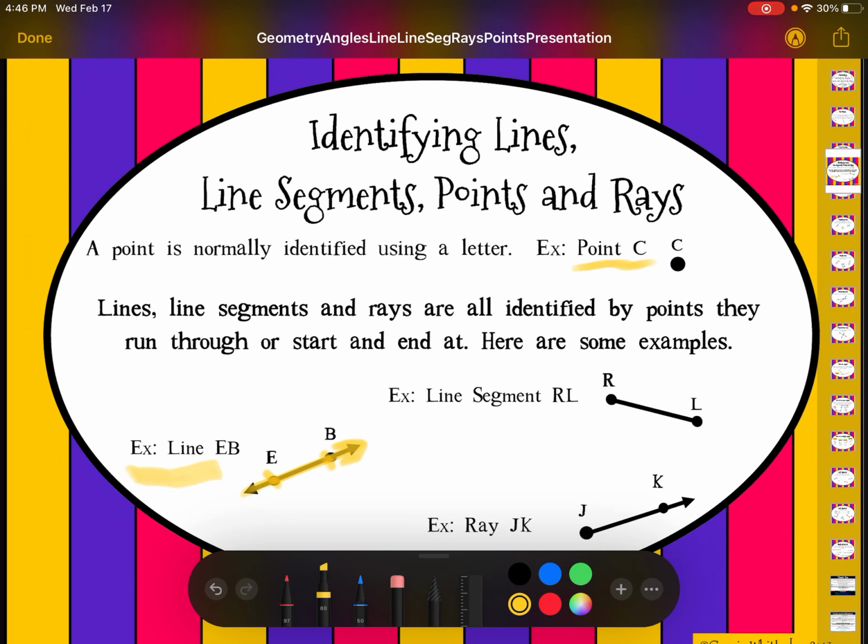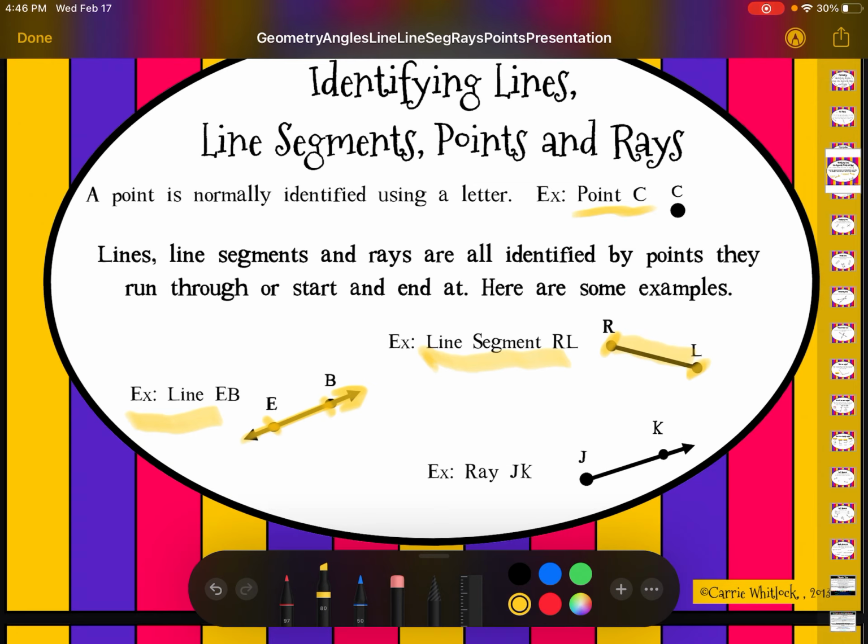Looking over here, we have line segment RL. Line segment RL has definite endpoints, starts with the R and ends with the L. So it takes up its own little space. We classify that as segment RL. Then we have ray JK. Remember, a ray starts at a point and then goes off in an endless direction. And we would identify that as ray JK. So we identify them by the points that run through or start at the end.